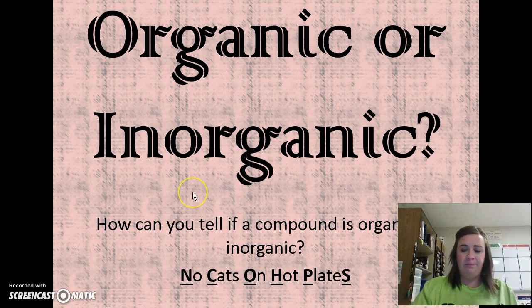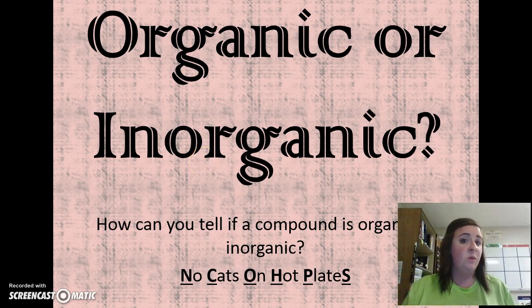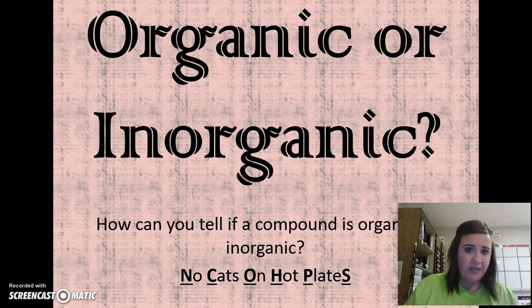So again, inorganic and organic is what we're talking about. And the question that we're asking is, how can you tell if a compound is organic or inorganic? And the phrase that we use that you've already written down is "no cats on hot plates." And that will help you, and you'll see in a second, remember which elements that you can find on the periodic table, which of those elements make a compound organic or inorganic. So go ahead and open up your foldable, and we're going to be working in those first two columns that say organic and inorganic.